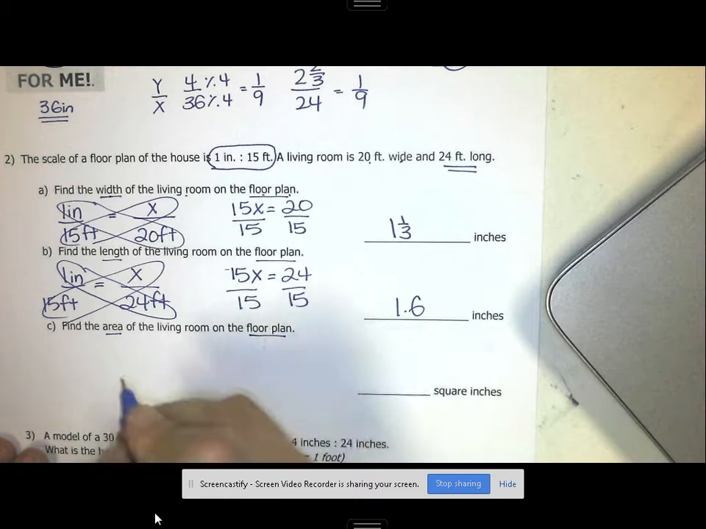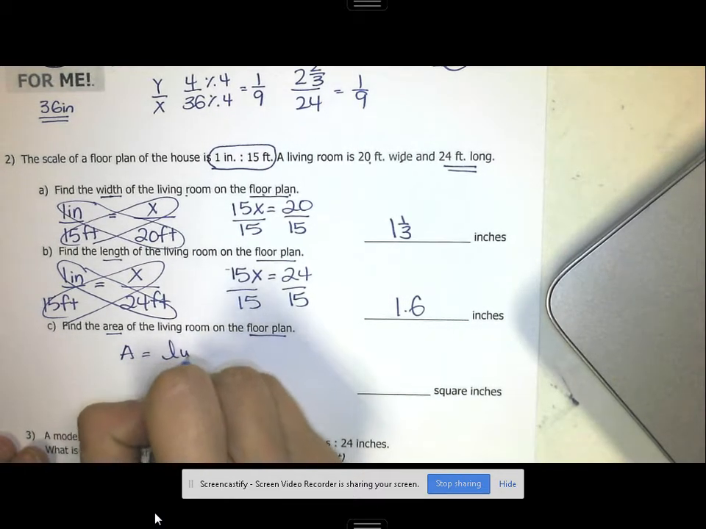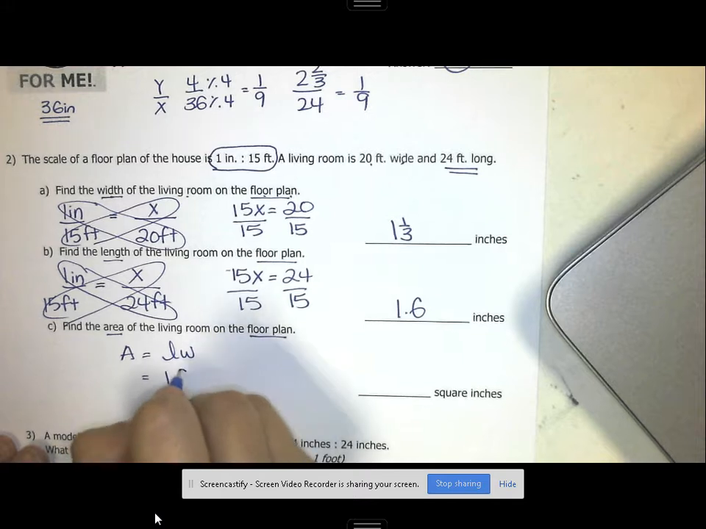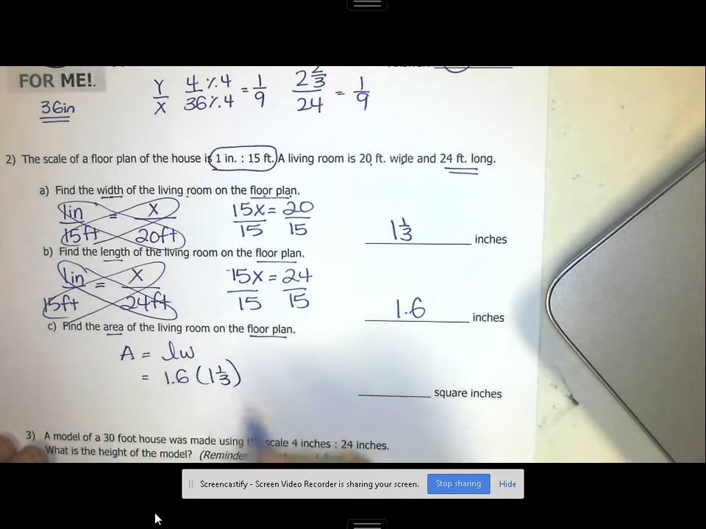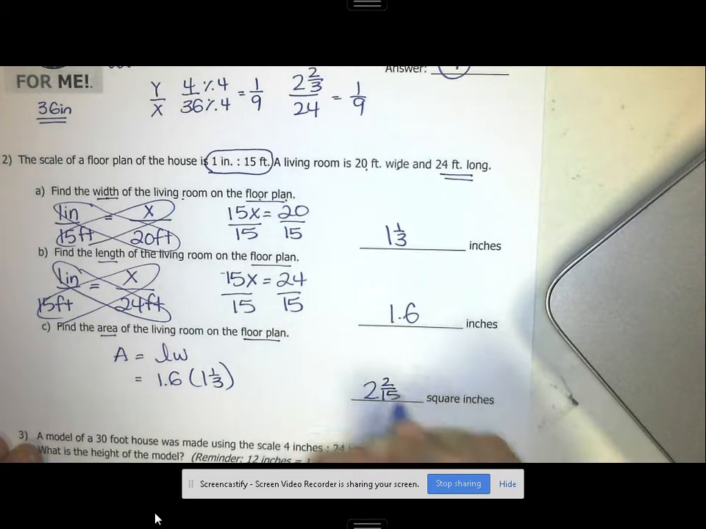And then to find the area of the living room on the floor plan, I'm going to do area equals length times width, which is 1.6 times 1 1/3. Then I calculate that to be 2 2/15.